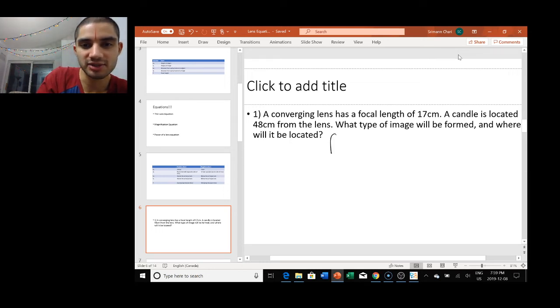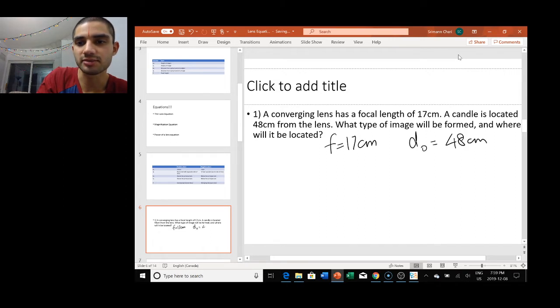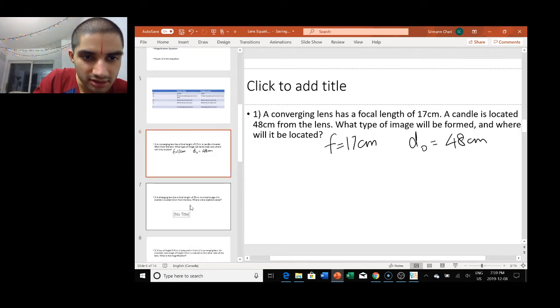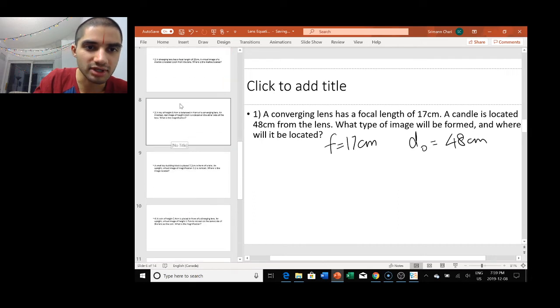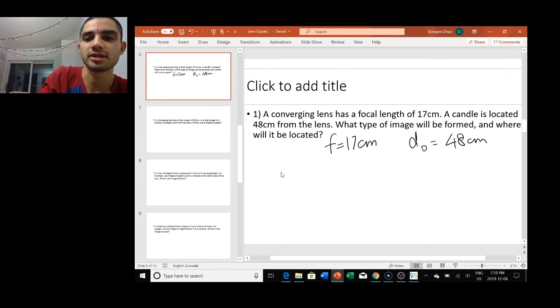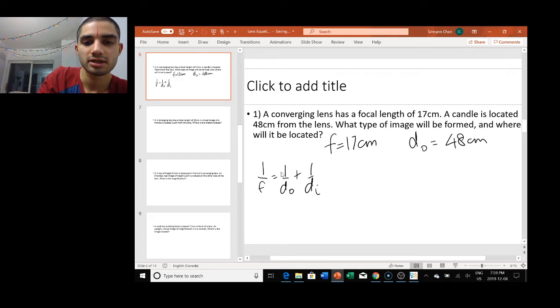Focal length is 17 centimeters, so that's f given to us. The candle is located 48 centimeters away, so do is 48 centimeters. Most probably, I'll be asking you to do something like question number 2, so we'll go over that as well really quickly. I have to find di. So 1 over f equals 1 over do plus 1 over di. 1 over 17 equals 1 over 48 plus 1 over di.